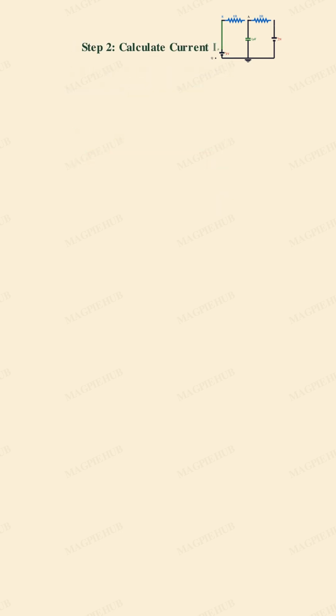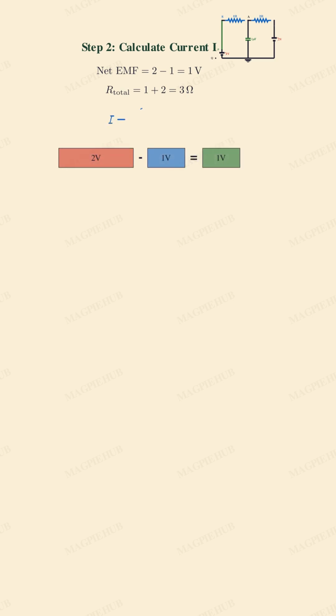Step 2. Calculate the current. The net EMF is 2 volts minus 1 volt, which gives 1 volt. The total resistance is 1 ohm plus 2 ohms, giving 3 ohms. By Ohm's law, the current I equals net EMF over total resistance, which is 1/3 ampere.